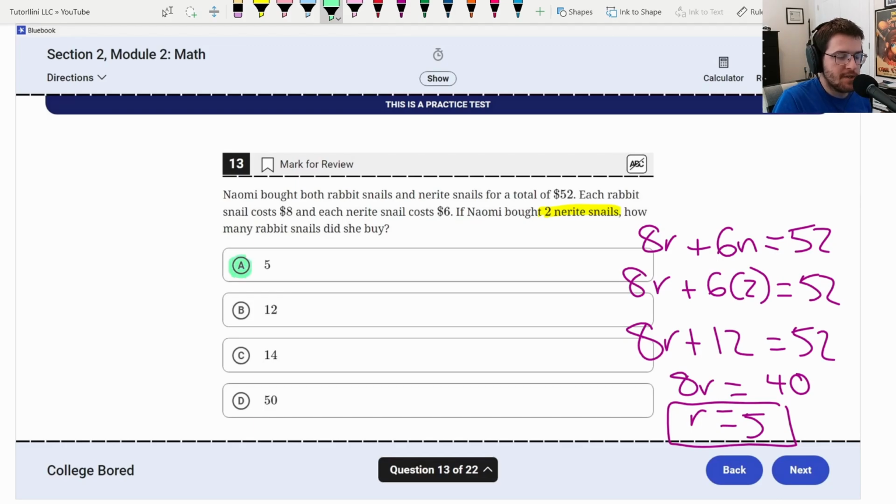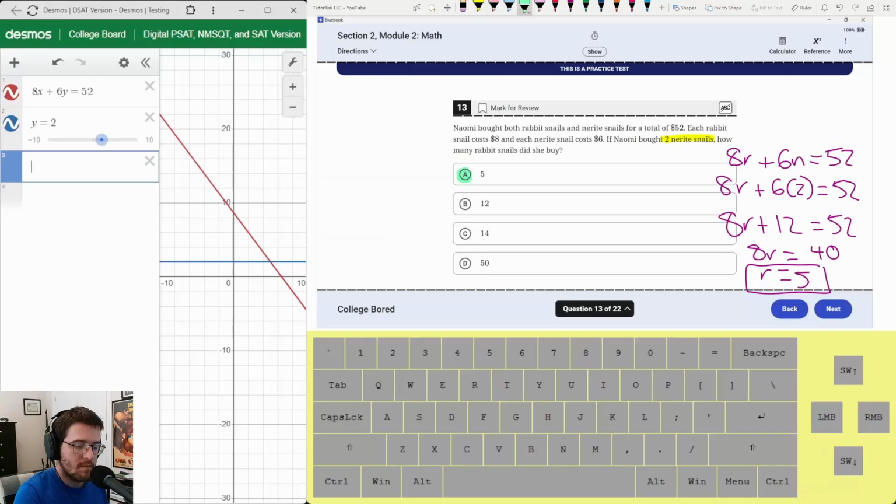If you change the letters, we can use Desmos to solve this as well. Let's do that really quickly. Okay, so you'll notice all I did differently so that I could graph it was that I made all the r's x's and I made all the n's y's. So you'll see if I click on where they meet, it gives us x is 5, so 5 rabbit snails.